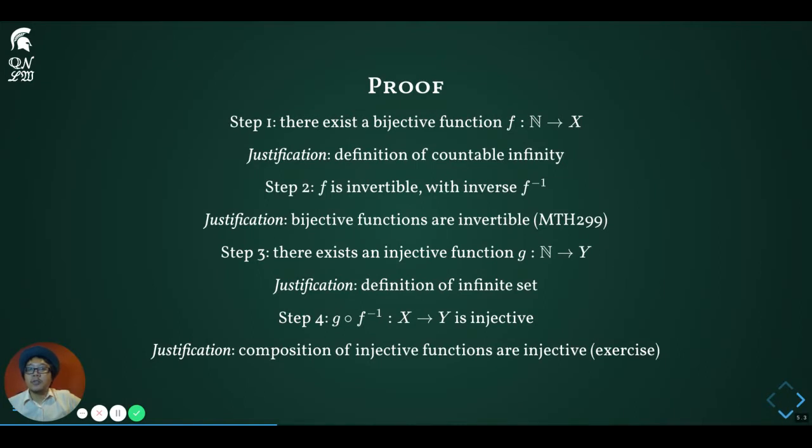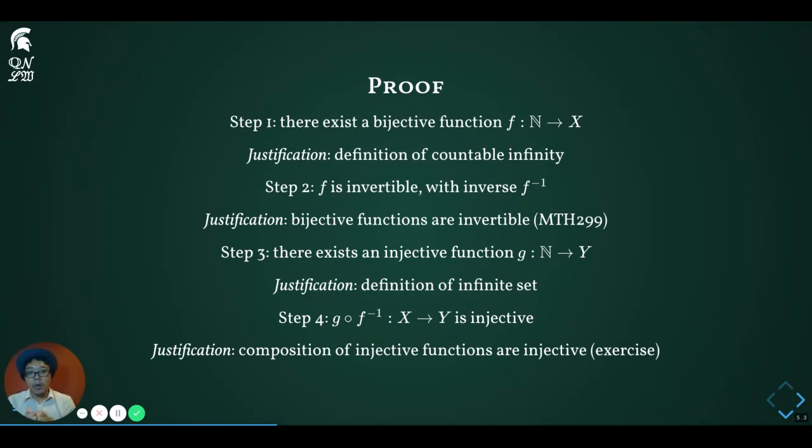Notice I am again using the step-by-step format for the proof. Step 1, there exists a bijection F from N to X. This is a definition of X being countably infinite. Step 2, F is invertible. This follows from knowing that F is bijective, a fact you learned in Math 299. Step 3, there exists an injection G from N to Y. This is a definition of Y being infinite.